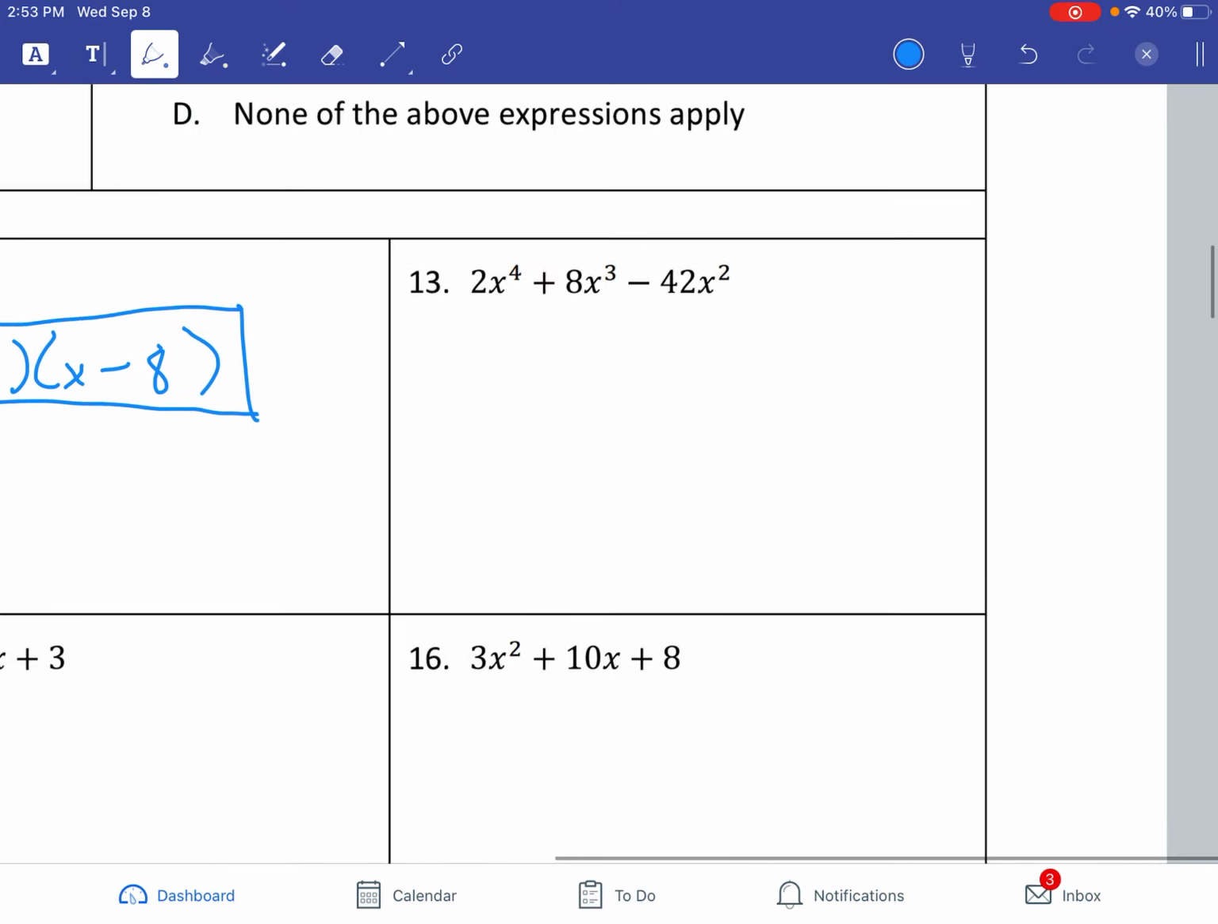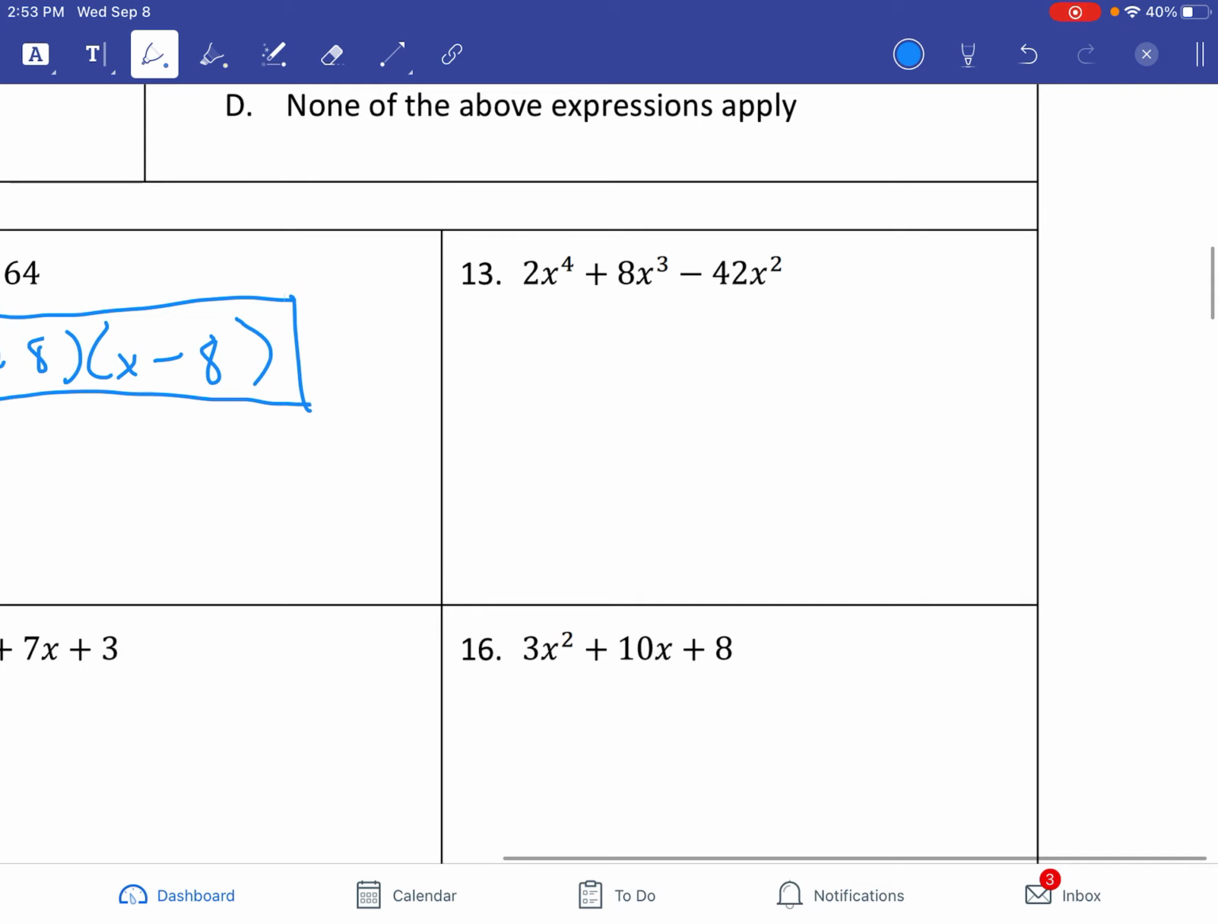Number 13. Now in this problem, I'm looking for the greatest common factor. I can take a 2 out of everything. I can also take x squared out of everything. Each term has at least 2 x's in it. Okay, when I figure out what's left, I'm going to divide each term by 2x squared. So I will get x squared plus 4x minus 21.